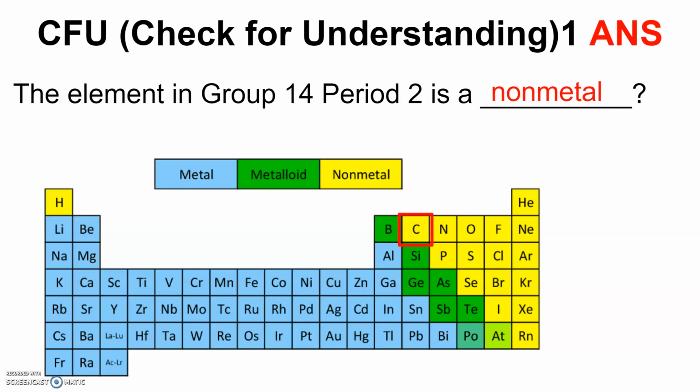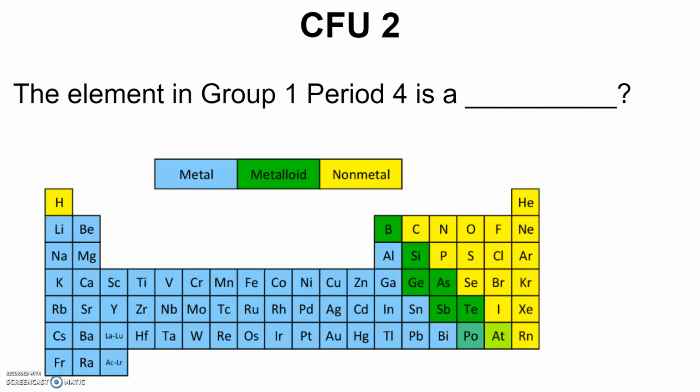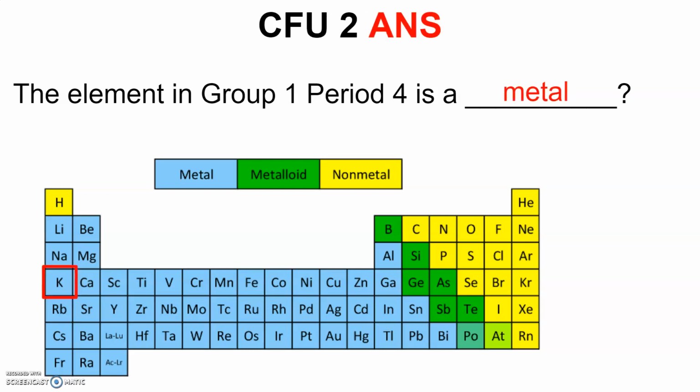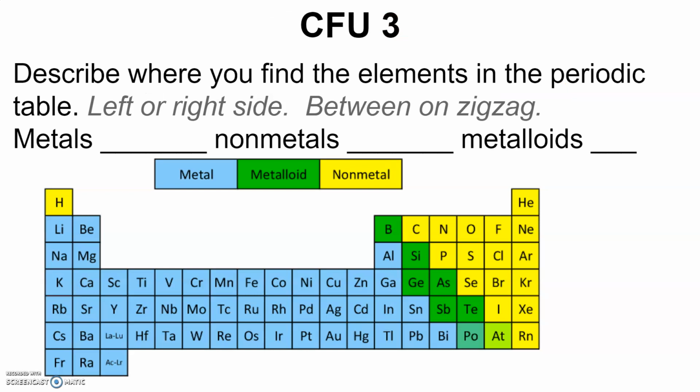Great. So the answer is a nonmetal. Group 14, period 2 corresponds to carbon, and that is a nonmetal. Same thing for CFU 2. This time it's group 1, period 4. Is it a metal, nonmetal, or semi-metal? Pause the video, and when you press play again, the answer will be revealed. Great, so that corresponds to potassium, which is a metal.